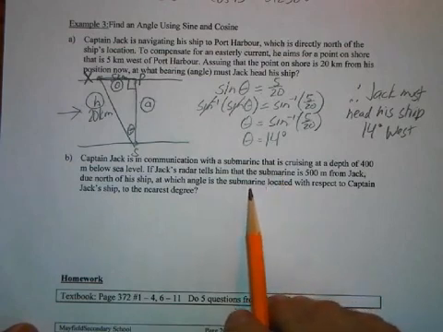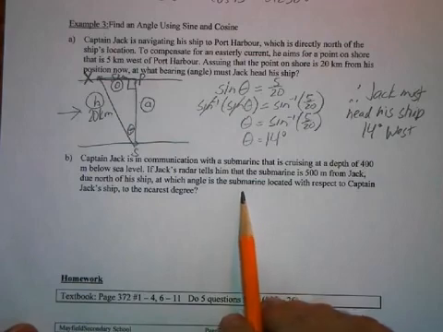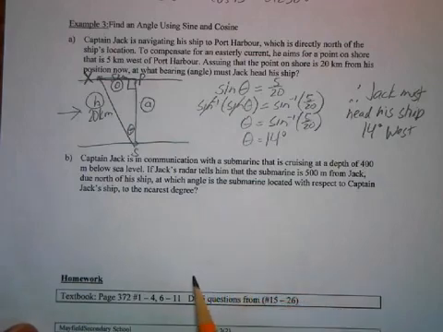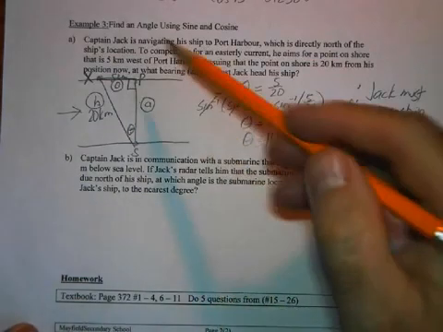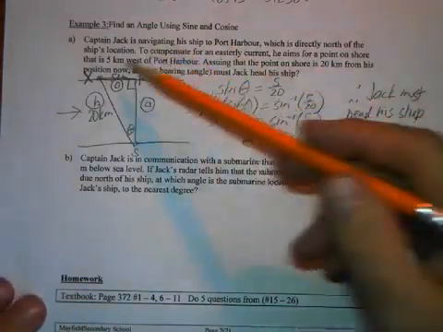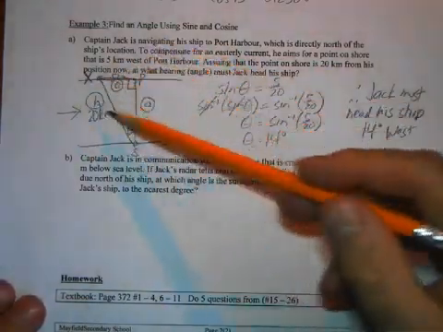Jack's radar tells him that the submarine is 500 meters from Jack, due north of his ship. At which angle is the submarine located with respect to Captain Jack's ship to the nearest degree? So again, we're going to draw a picture. This picture was kind of a bird's eye view from above.